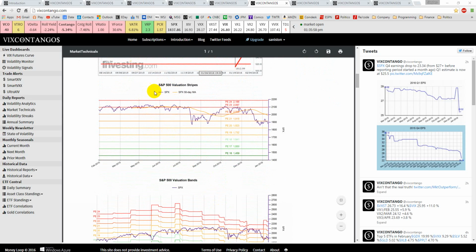The next chart, you get to see the S&P 500 valuation stripes. So these are based on the GAAP earnings per share. We calculate all the PE levels. So we calculate PE 16 would correspond to 1459. We have PE 17, 18, 19, 20, 21, 22, 23, 24. So you get to see exactly in which PE band is the SPX currently trading.